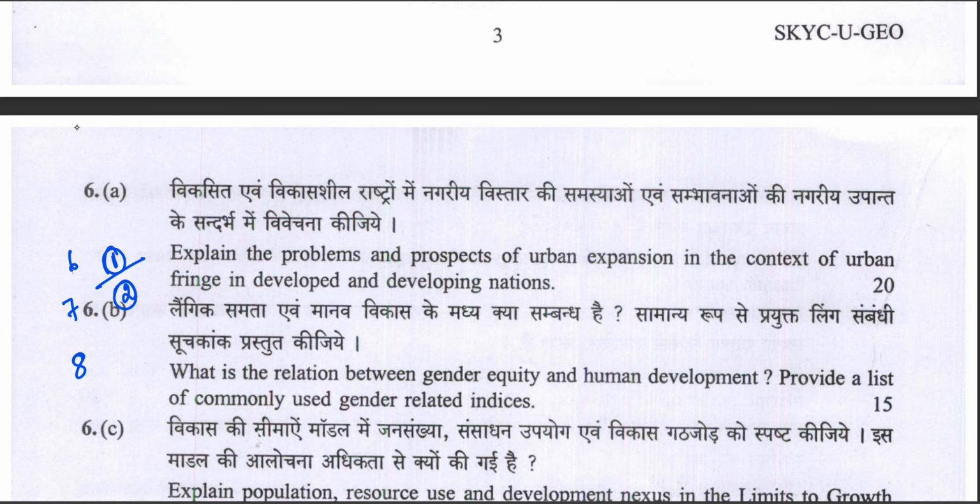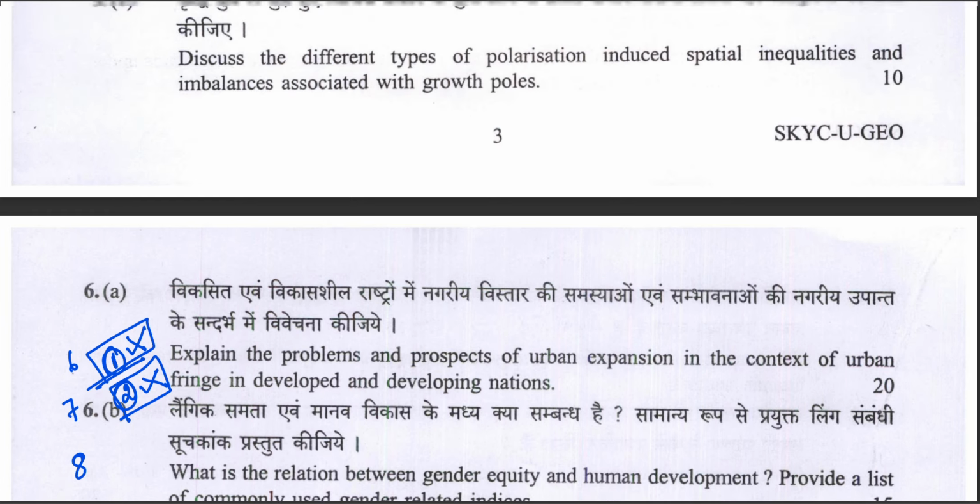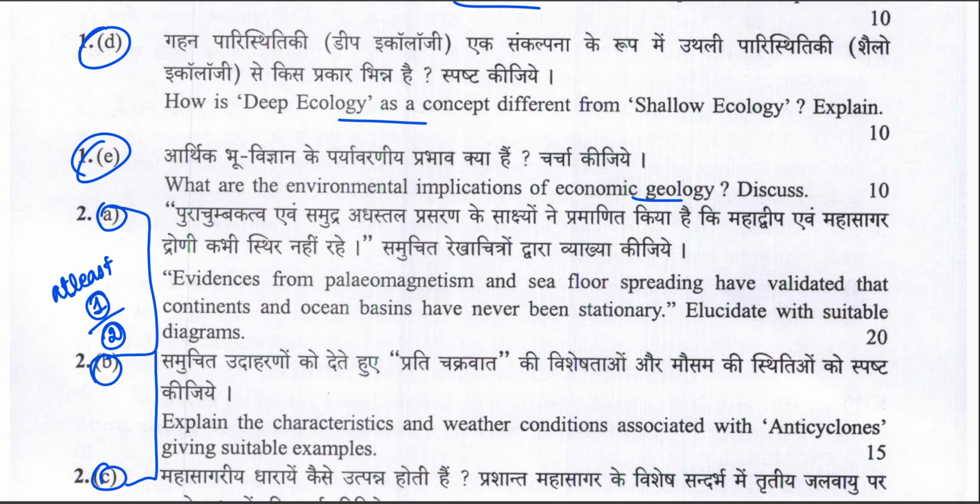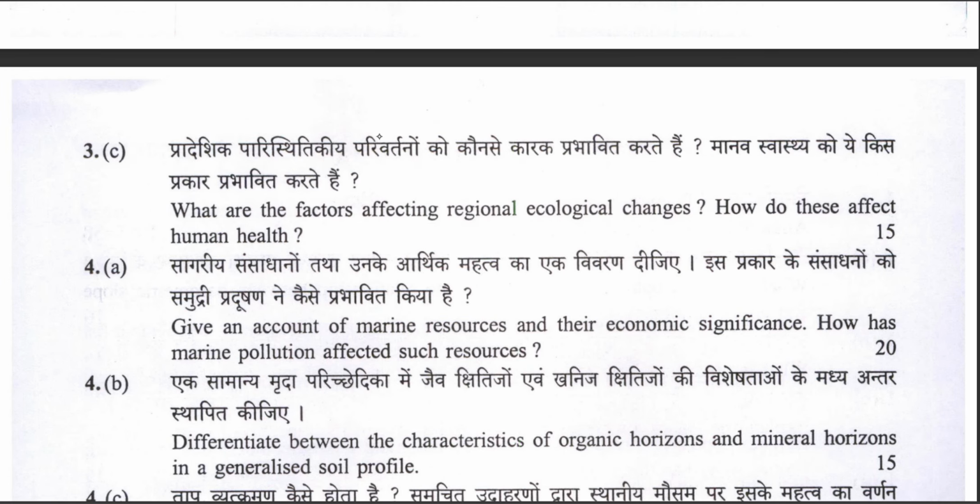If in physical geography we choose one question, the remaining 2 questions must be attended from human geography. If we choose 2 questions from physical geography, we have to attend 1 question from human geography. This is paper 1. Now, whenever we attempt these questions, it includes both physical and human geography, which is present in paper 1.